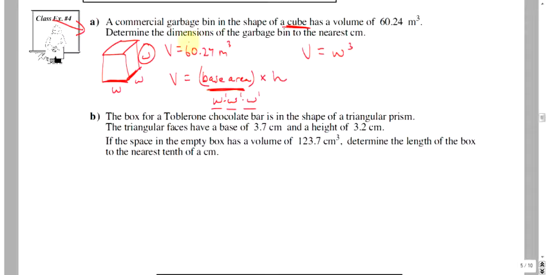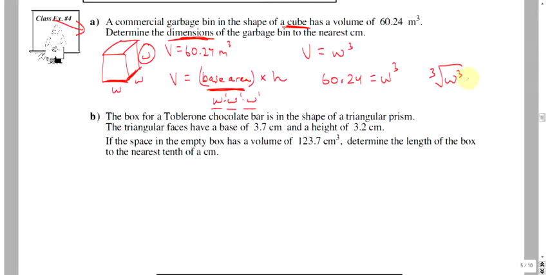I have to solve this thing for W. 60.24 is the volume. What's W? What times what times what is going to be 60.24? Cubed root. If I take the cubed root of W cubed, what do I have?